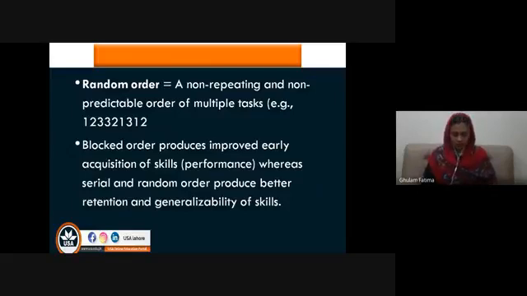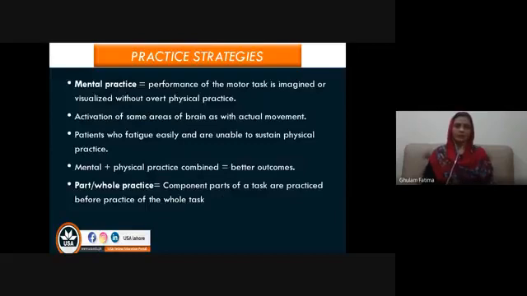Now, as I have already told, blocked practice produces early acquisition of skill. The patient can learn quickly, but the others, especially random and serial, are retained for a longer period of time, and the patient can generalize these skills to other activities and use them as a part of other activities too. So now you will decide what the requirement of the patient is, and according to that, you can choose the practice type.